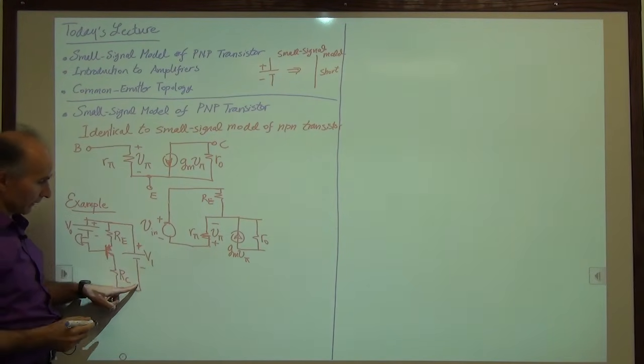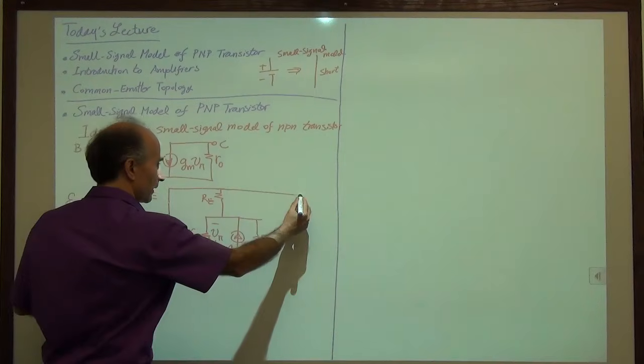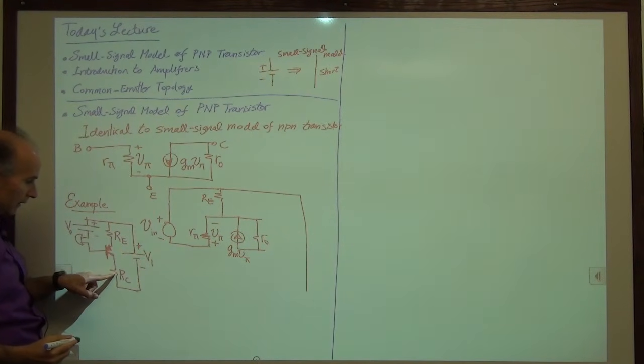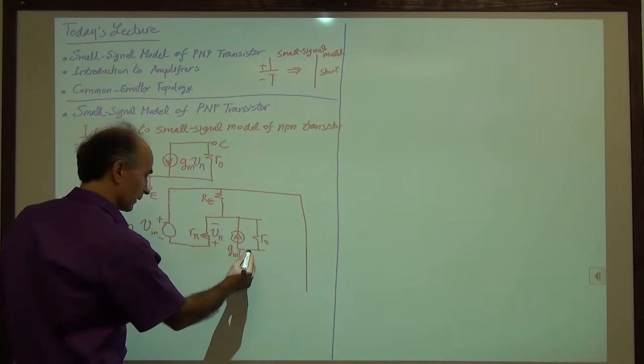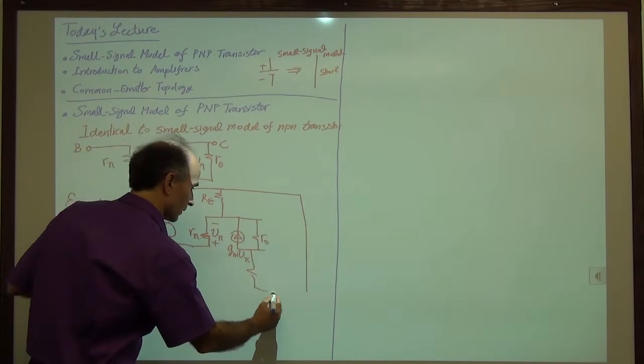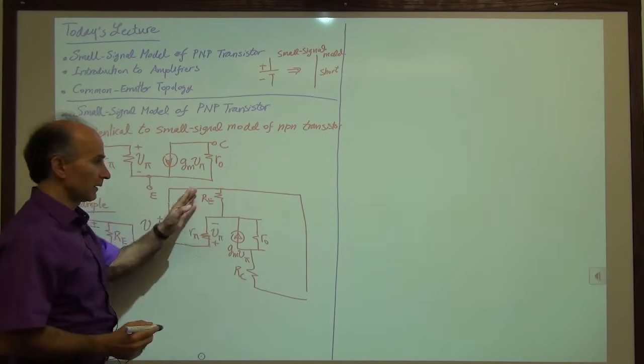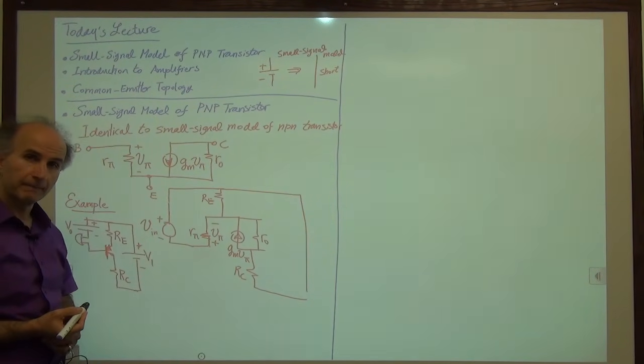We have another short circuit. So we draw a short circuit. And then we have a resistor RC going back to the collector. The collector is here. We draw like so. And that is the complete small signal model.